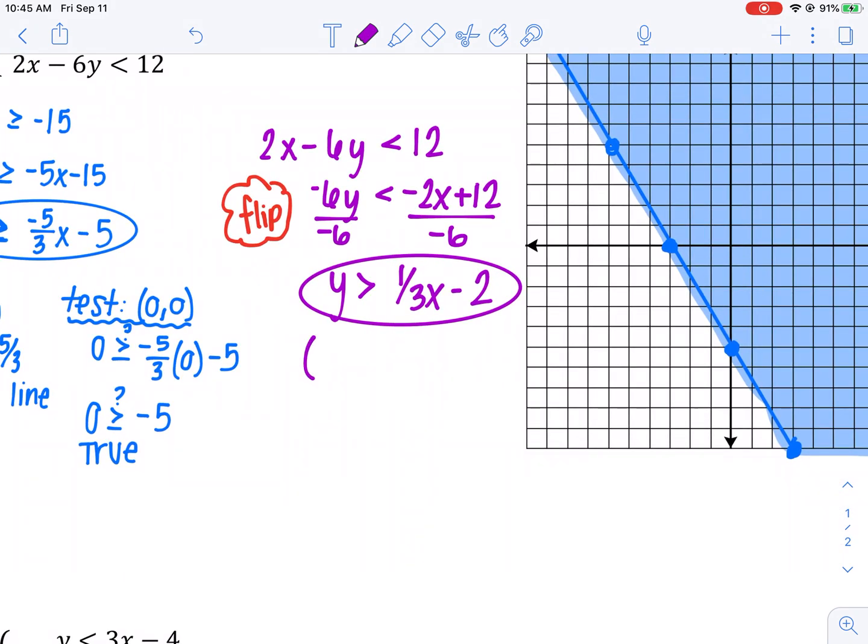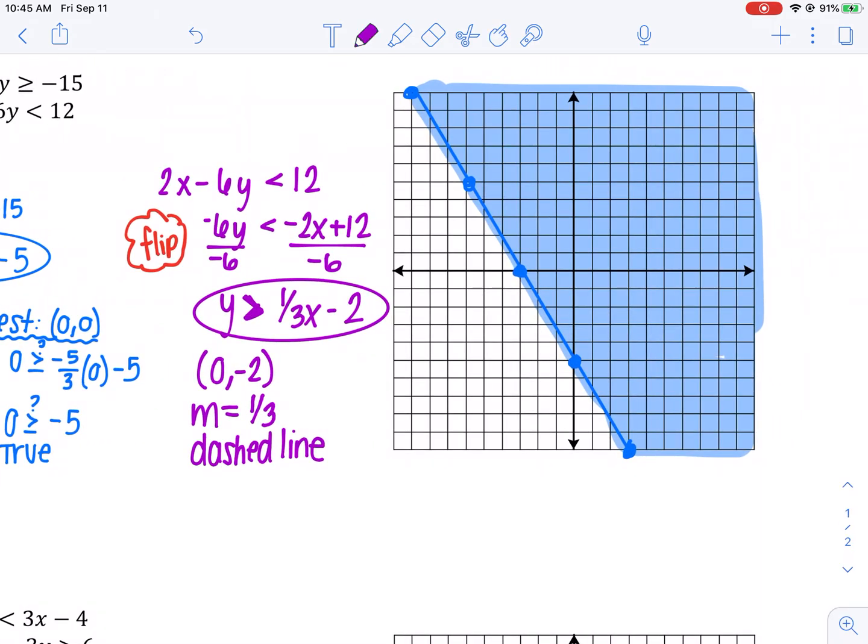A couple things about it. I'm going to start at 0, -2. My slope is a positive 1/3. Due to the inequality symbol, I know it's going to be a dashed line. And now I'm going to graph that. Start at -2, up 1/3. Make sure you plot the entire graph. This needs to be a dashed line, so make it very clear to us that it's dashed.